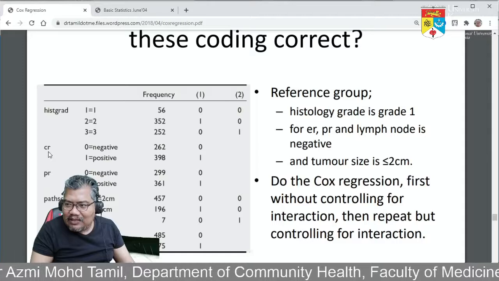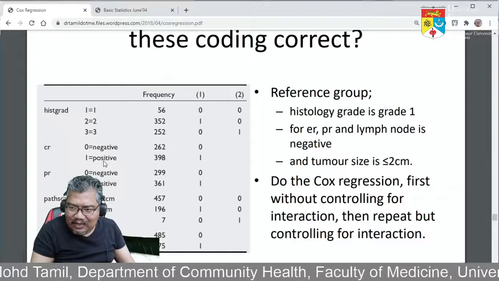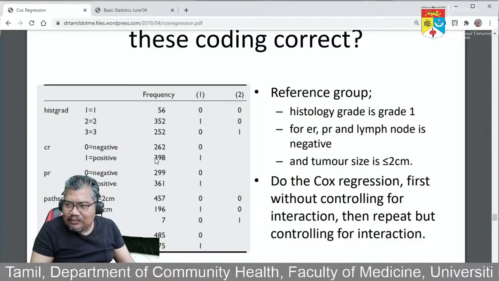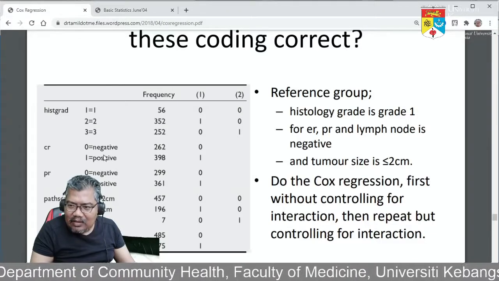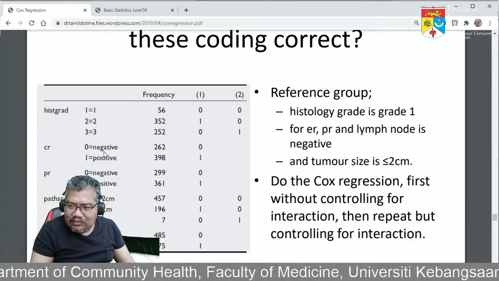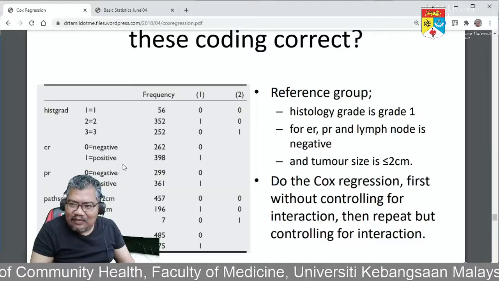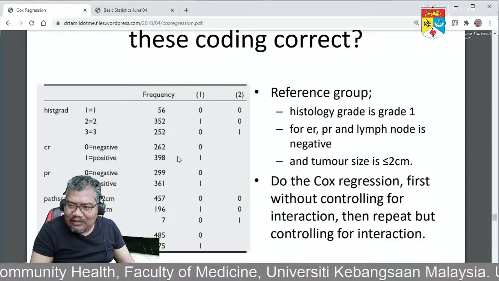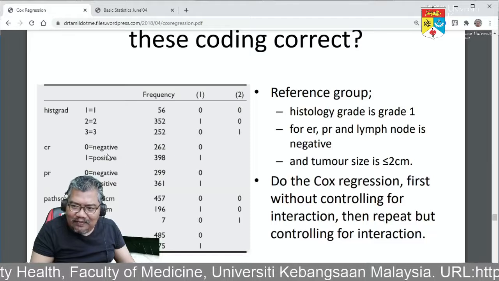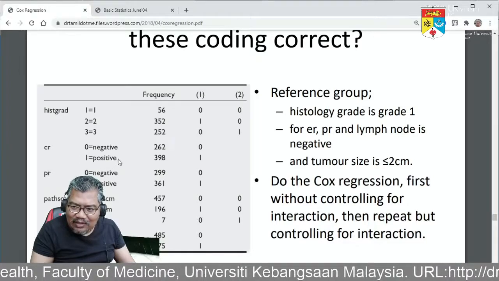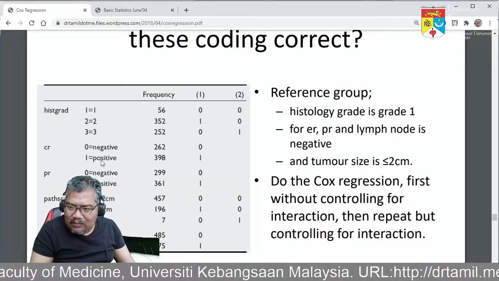For estrogen receptor, those with the estrogen receptor present, we will take negative as the reference group. By right, it's supposed to be positive. I selected negative because Y Chan used negative as the reference group. My personal preference is to take the one that survives longer as the reference group. So this one, I would have coded positive as the reference group.